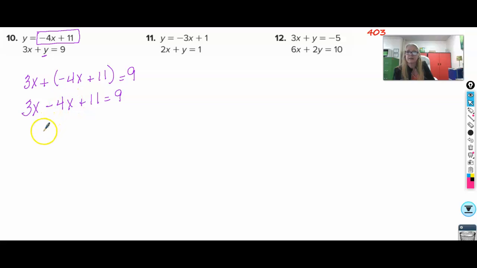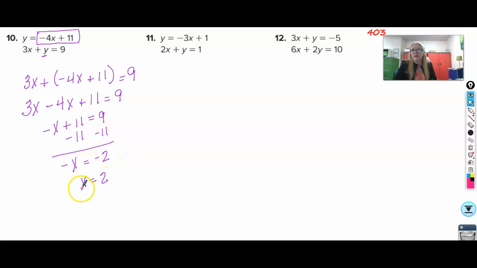3x minus 4x is negative 1x plus 11 equals 9. And then we would subtract 11 from both sides. And that gives us negative x equals negative 2. So therefore, x is 2, because you would multiply both sides by negative 1. Now we know x is 2. Let's go ahead and solve for y.